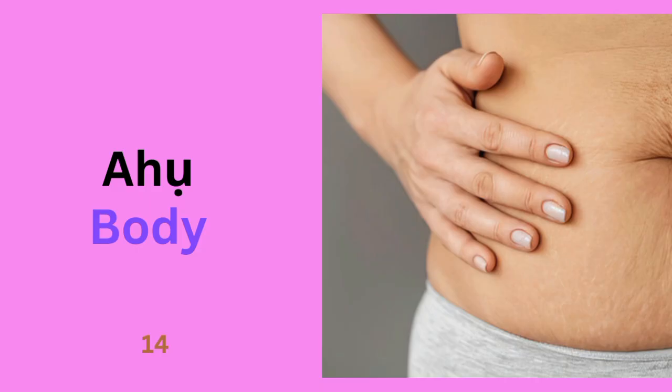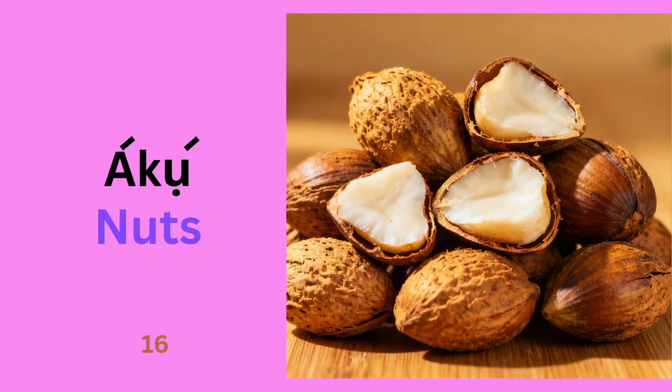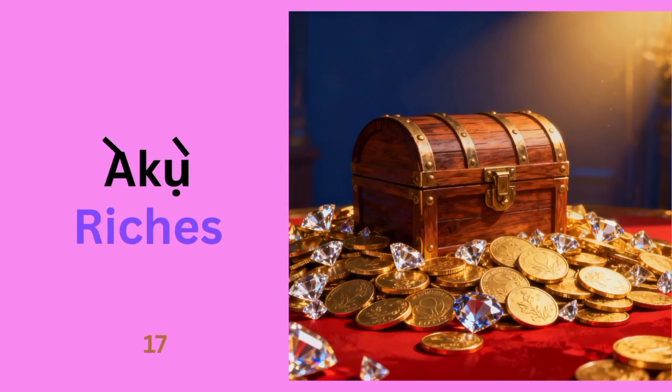Number 14. Aho, body. We move to number 15. Akika, listen to the sound. Akika, termites. Number 16, ako, you can see it's high, high. Ako is high, low. Ako, not. Move on to low, low. Ako, riches.